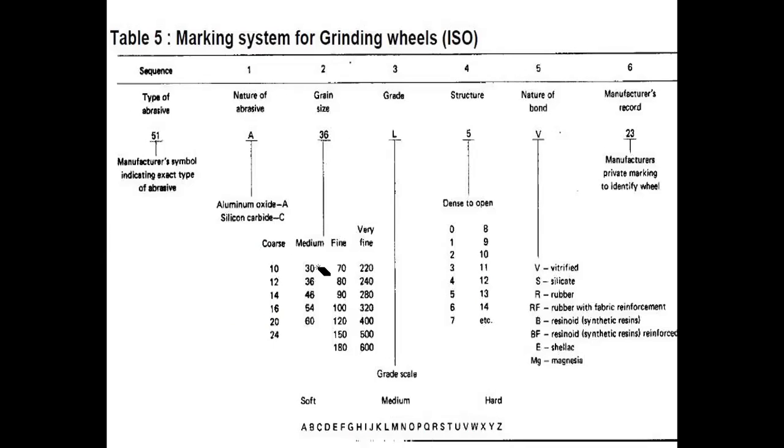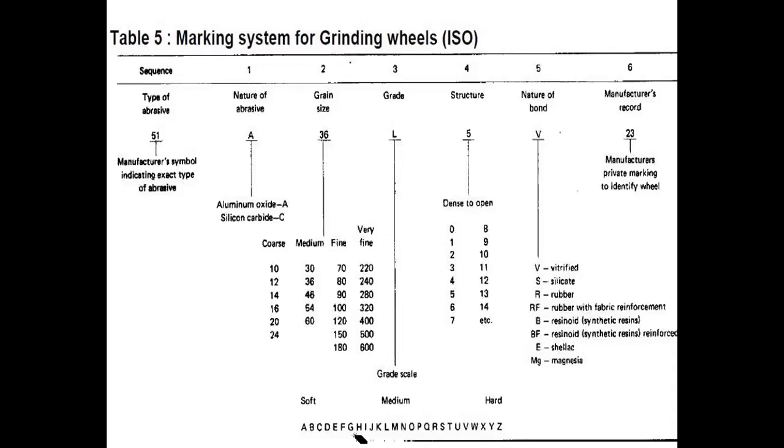Then grain size. Here is the grain size. Medium: 30, 36, these come in medium. Going further, 70 to 180 is considered fine, and 220 to 600 is very, very fine grain structure. And 10 to 24 is considered big grains, nothing but coarse grains. Similarly, grade: here you see the grades are represented in this form, A to Z, starting from the start of the alphabet.